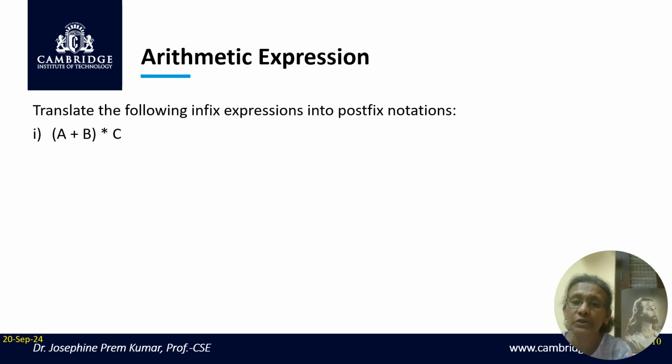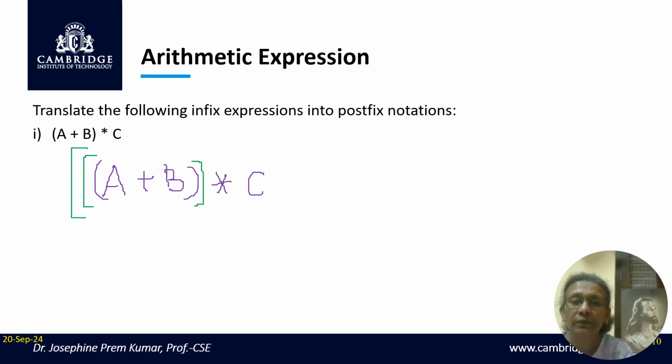How to convert infix to postfix? There also we follow the same method. I have say A plus B into C. I will put the square brackets. I have to calculate A plus B first. So there I will surround the plus with the square brackets. Then I have multiplication, so I will put the square brackets around the multiplication sign.